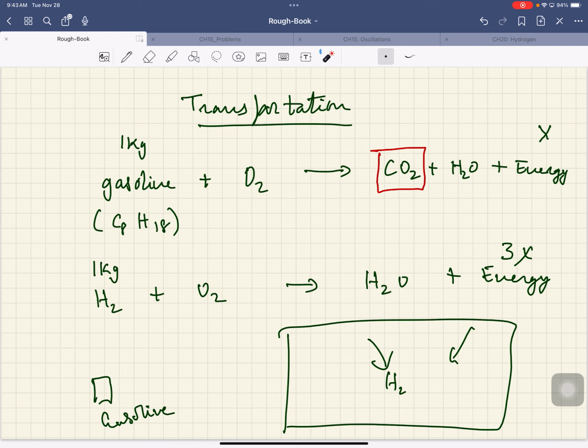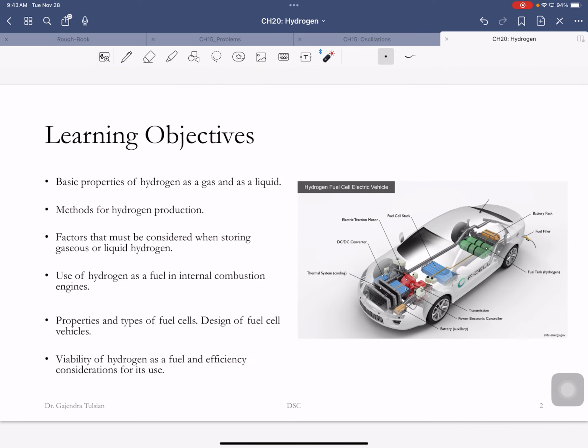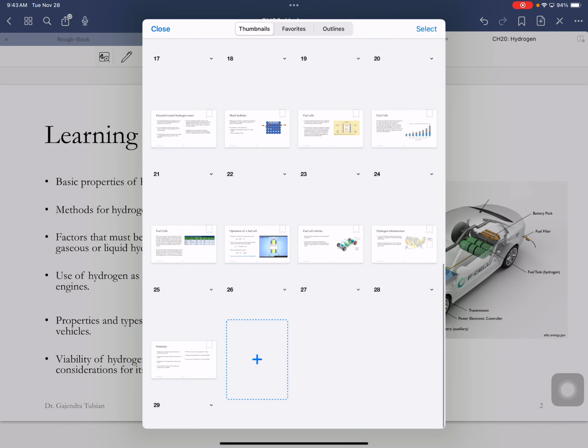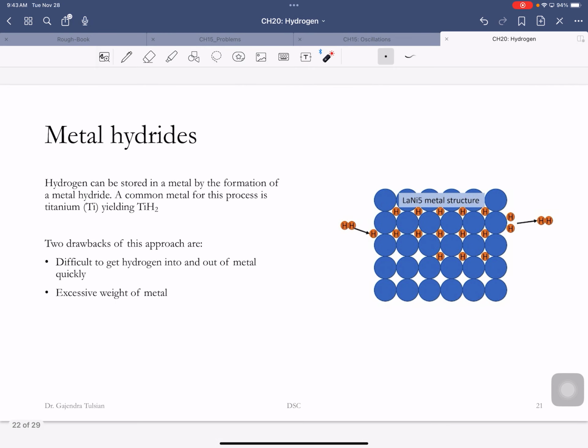We'll come to that. Another way, instead of compressing it, here's another way to do this. What you can do is take a metal, these blue atoms are metal, and put hydrogen in the spaces between the metal. So you can pack a lot of hydrogen in a small space. So this could be your gas tank in your car.